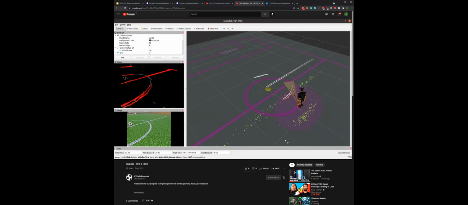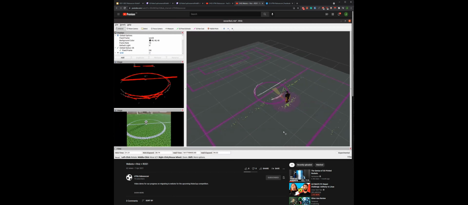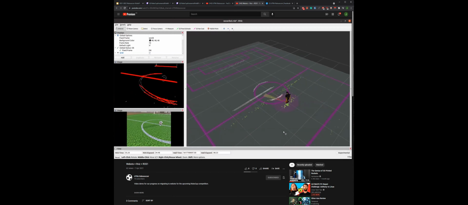So this was an older model, but essentially it works the same. Our newer version actually localizes much faster.